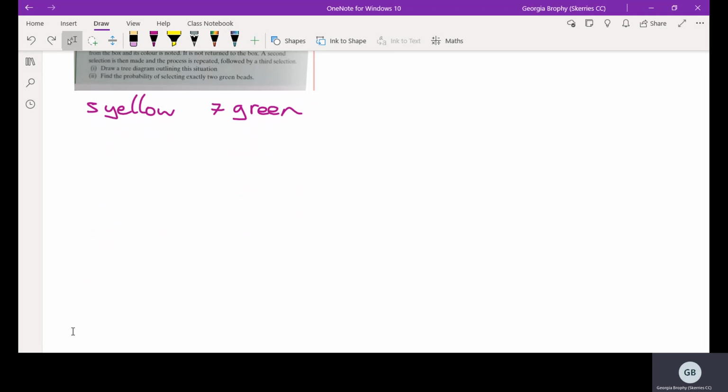So in summary then, we're going to choose 3 beads. So we're going to make 3 choices. 3 events are going to take place, but they are not independent. The reason they're not independent is because the bead is removed and not returned. So I'm just going to outline it here for you.